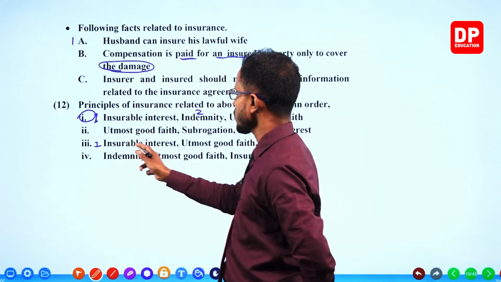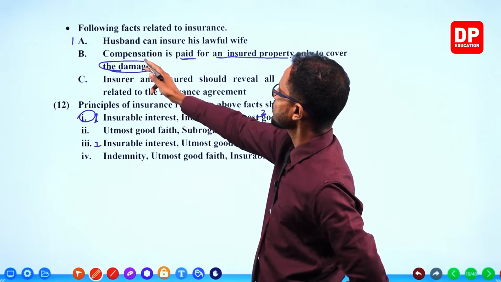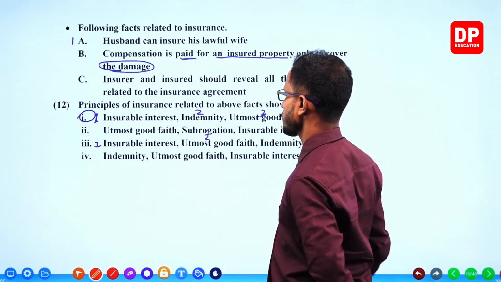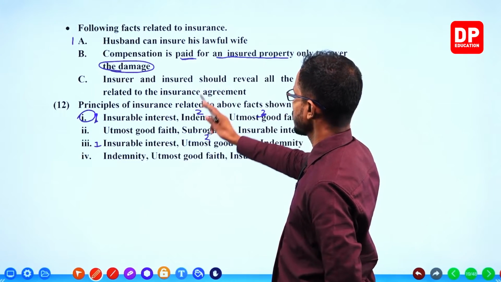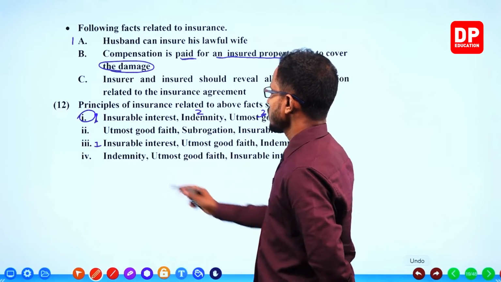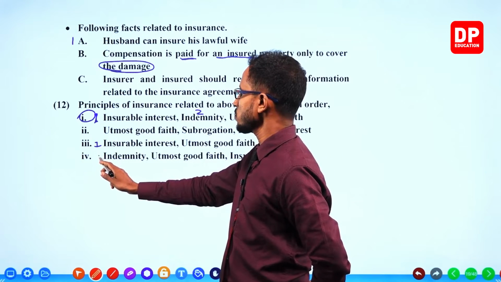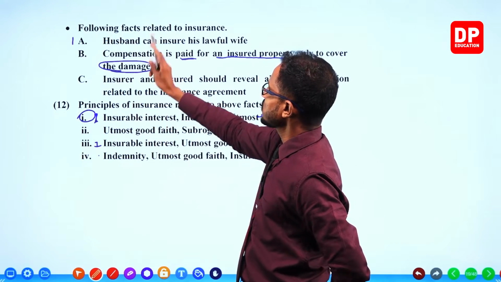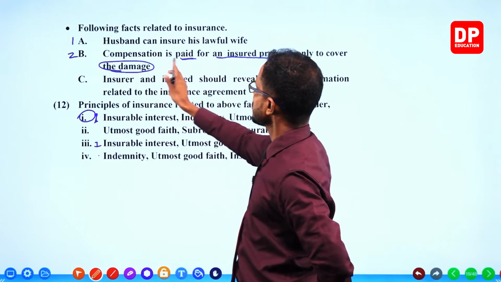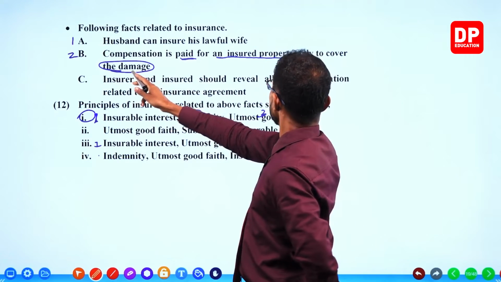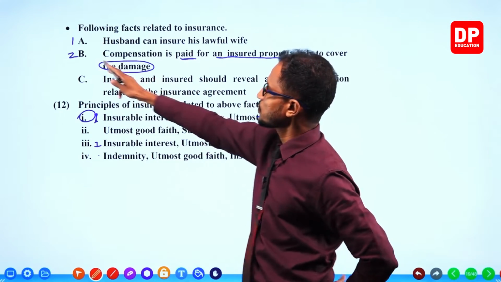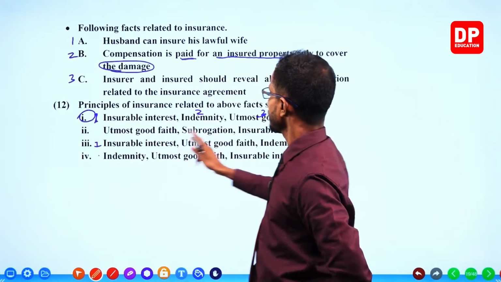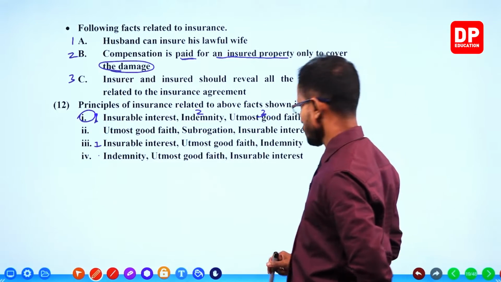Don't take time. That is the first one. Utmost good faith is the second one. Compensation is paid for insured property only to cover. No. This is not the second one. Second one is showing indemnity. Yeah. So this is also wrong. Indemnity is not shown by the first one. Insurable interest is shown by the first one. Compensation is paid for insured property only to cover the damage. That is indemnity, shown by the second one. C, utmost good faith, is shown by the third one. This is the answer.